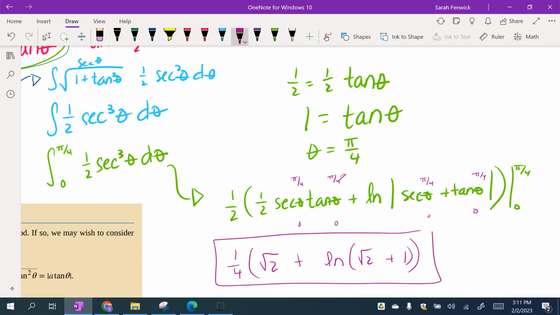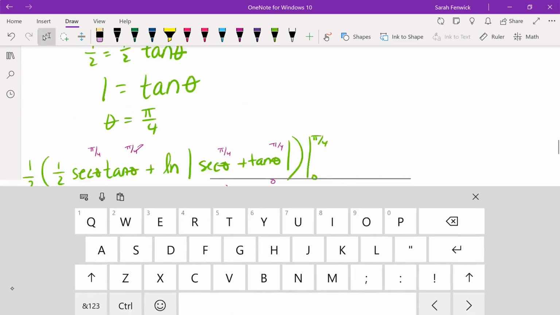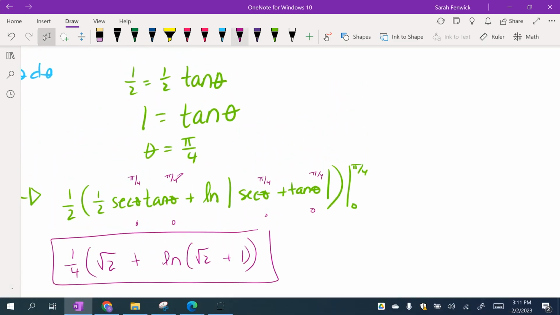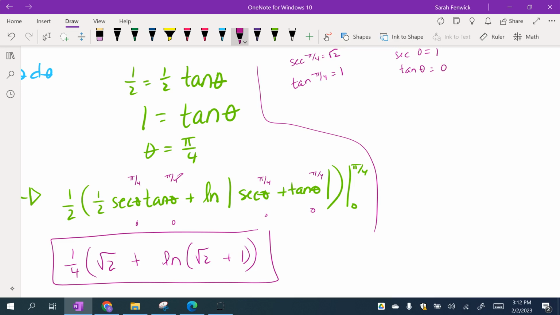I feel like I need to go in depth a little bit more on that because I feel like that didn't make as much sense as it should. So let's look again at how we would go from the green to the purple. If I plug in my pi over 4, secant of pi over 4 is square root 2. Tan of pi over 4 is 1. Secant of 0 and tan of 0. So secant is the reciprocal of cosine. At 0, cosine is 1, so that's 1. And tan of 0 is 0, because sine over cosine.